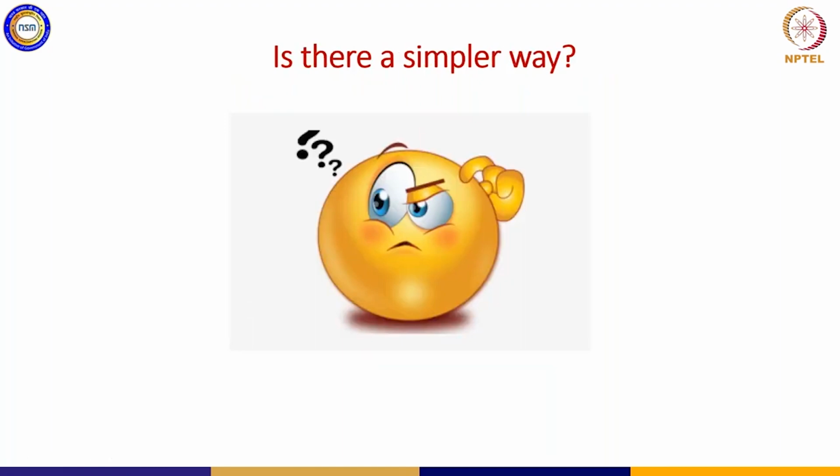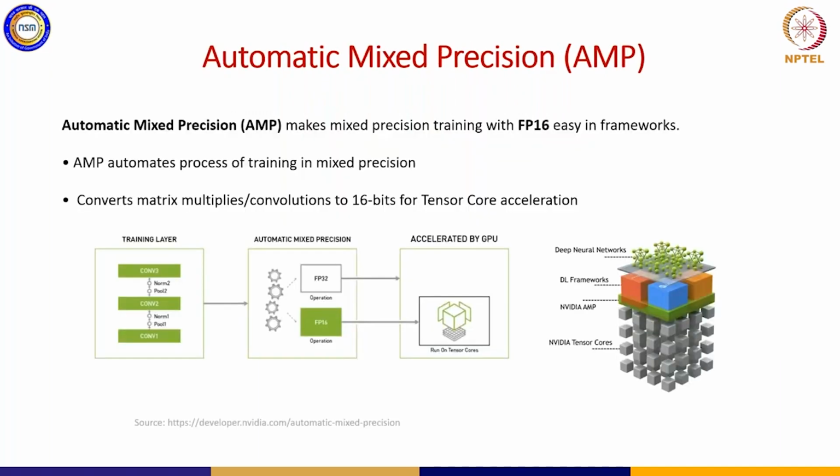So is there a simpler way than all this theoretical scaling and unscaling? I would say yes, there's a simpler way. The simplest available method is what we call automatic mixed precision, AMP. Automatic mixed precision makes things easier. You can perform your training using FP16 within the framework, so you don't have to do all the manual work again. It automates the process of training in mixed precision. It does the automation for you.